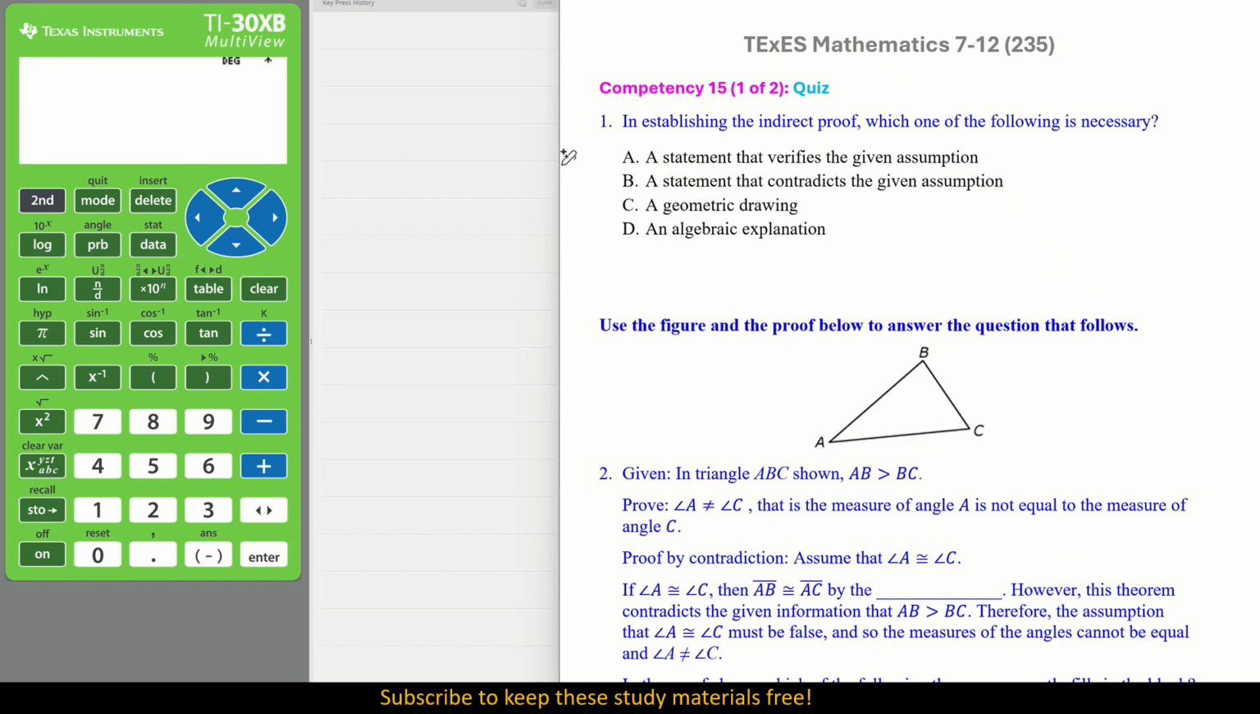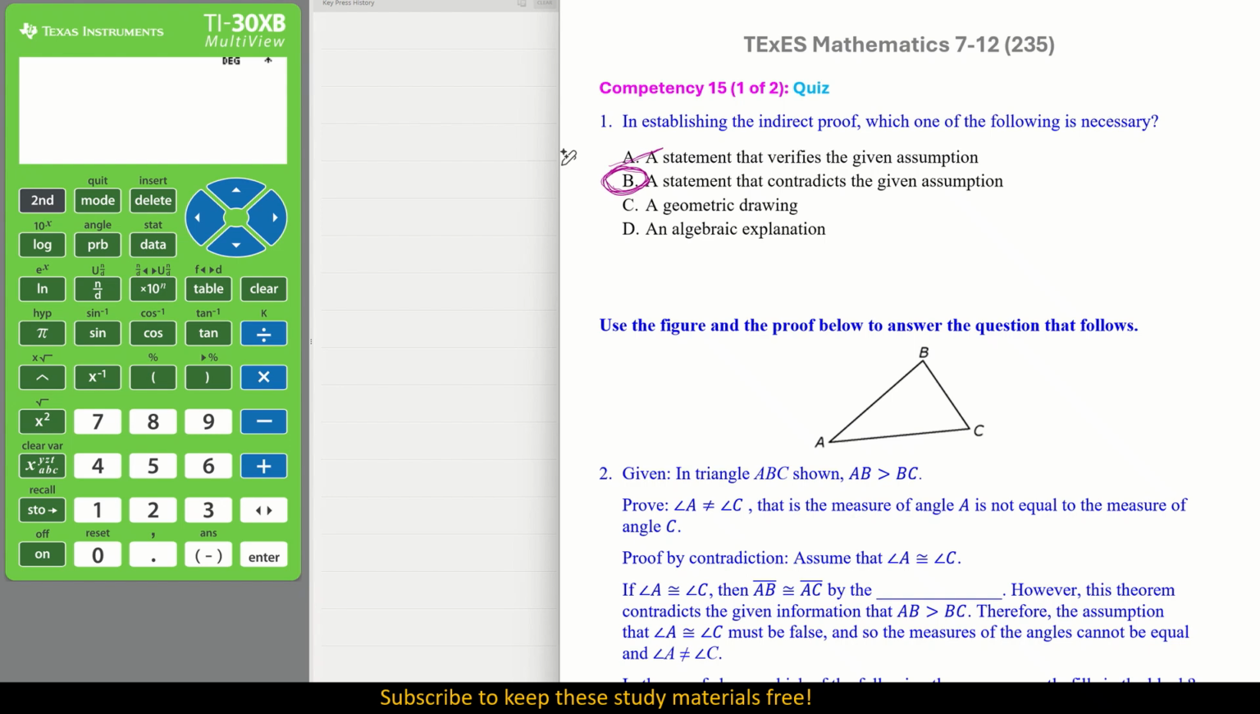Number 1, in establishing the indirect proof, that's in general any indirect proof, which one of the following is necessary? Well, we need a contradiction, but that's a must. You have to have something that's opposite, and by that, it implies a contrary contradiction. Okay, let's look at A. A statement that verifies the assumption? No. A statement that contradicts the given assumption? Yes. You want the opposite or some kind of a contradiction.